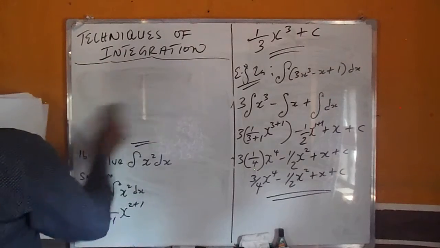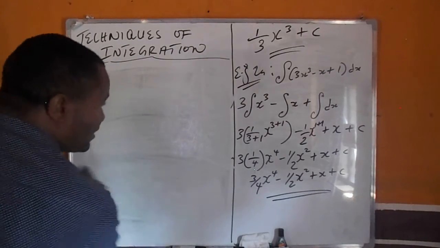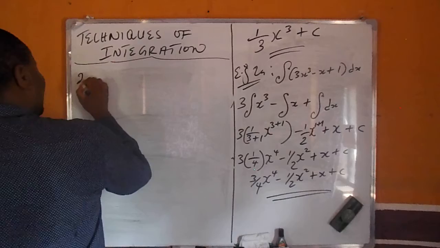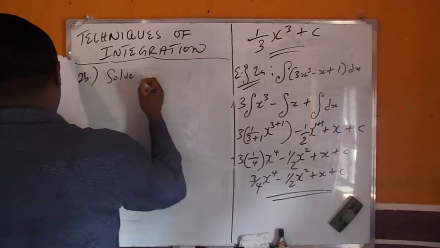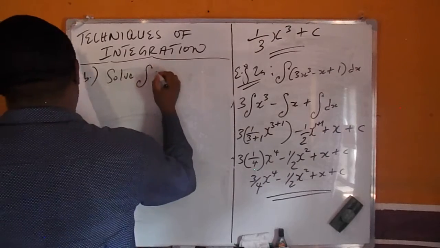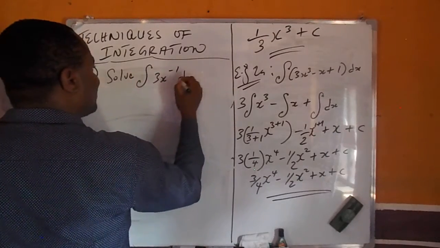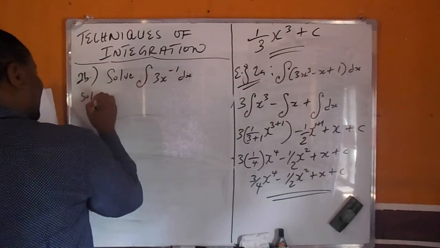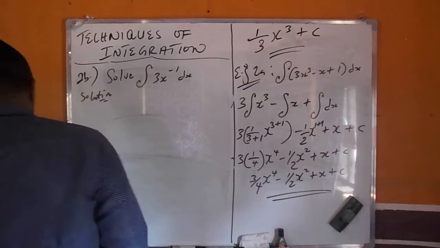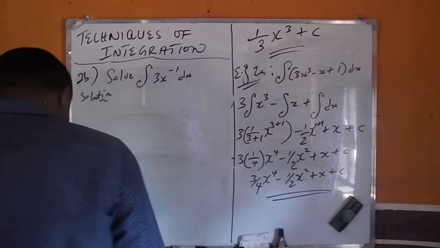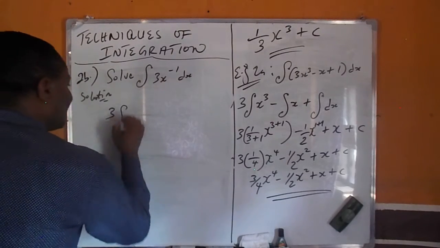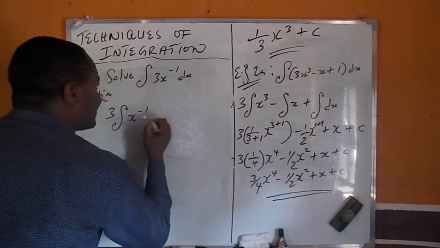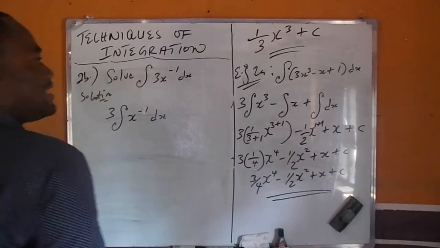Next example, which is example 2b. 2b says that solve integral 3x raised to power minus 1 dx. Solve. Now this is 3. We say 3 integral x raised to power minus 1 dx.